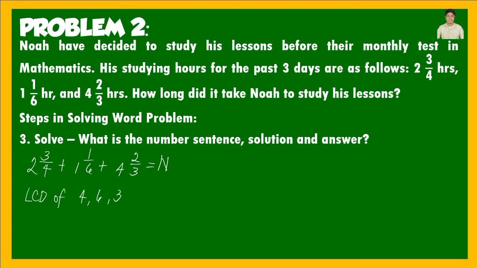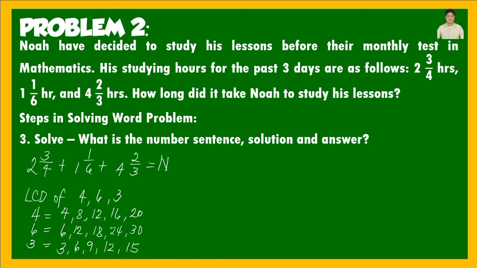Okay. So, yung LCD niya, lista natin yung mga multiples ng 4, 6, and 3. Under 4: 4, 8, 12, 16, 20. Tigpa 5 muna. Next, 6: 6, 12, 18, 24, 30. 3 naman: 3, 6, 9, 12, and 15. Upon writing the first 5 multiples of 4, 6, and 3, you will see that 12 is the least common multiple. So, ibig sabihin, yung LCD po natin dito is 12.